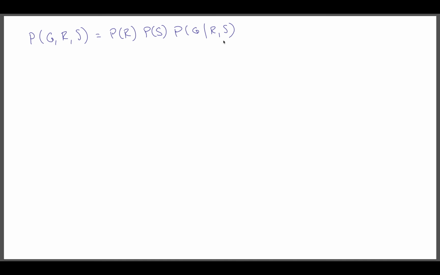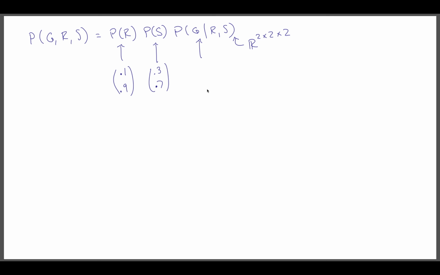That is a 2 by 2 by 2 table, where it has one argument for G, one for R, and one for S. In particular, let's just write out these tables. P of R being true is 0.1, and so P of R being false is 0.9, so that's one table. P of S being true was 0.3 and false was 0.7, so that's another table. And then this is the big table.